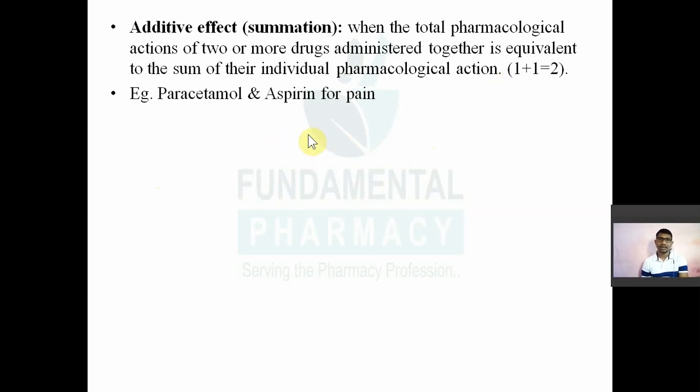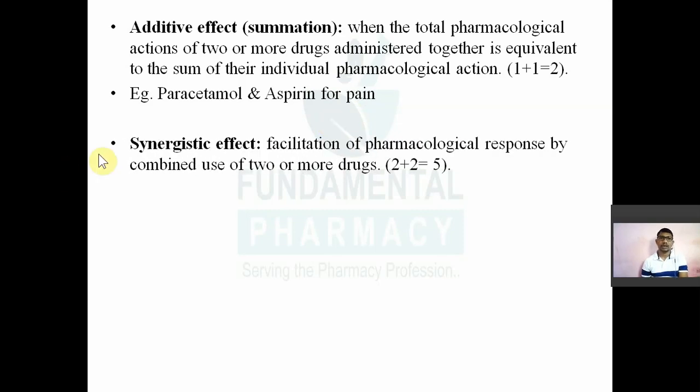Okay, for example, paracetamol, aspirin for pain. Okay, so if you combine paracetamol and aspirin, so you will get an effect 1+1. Okay, that is known as an additive effect or summation. Now the next one is synergistic effect.